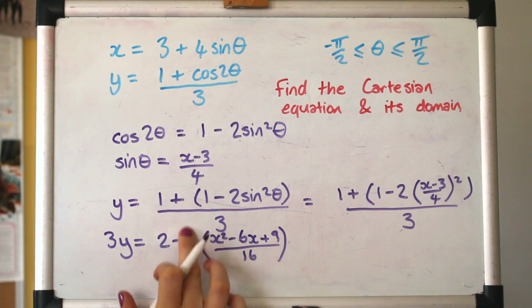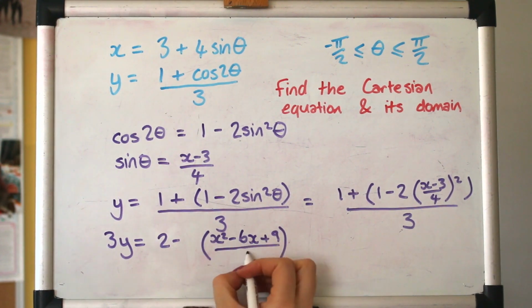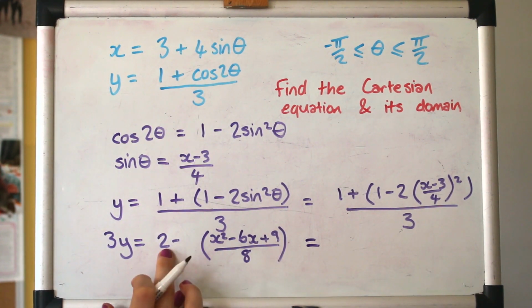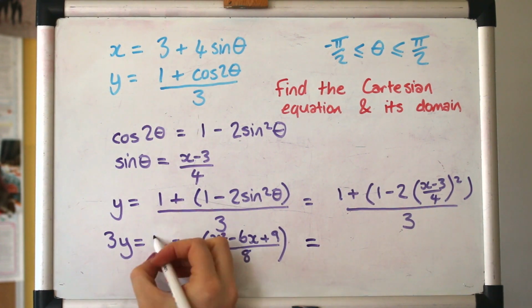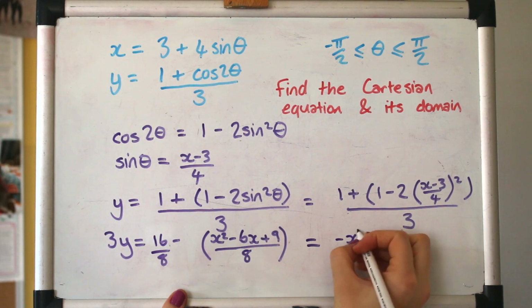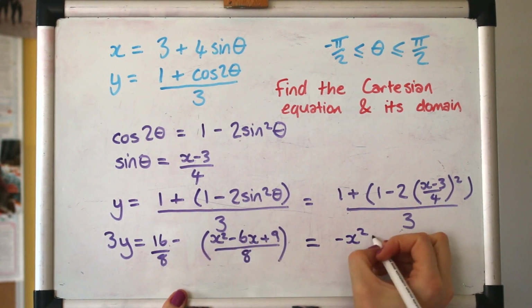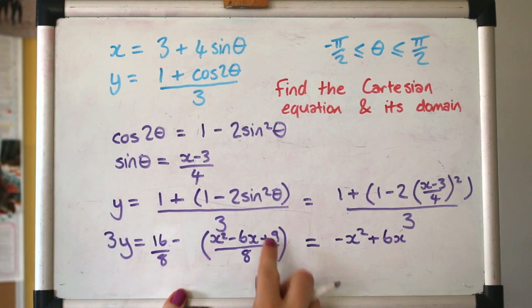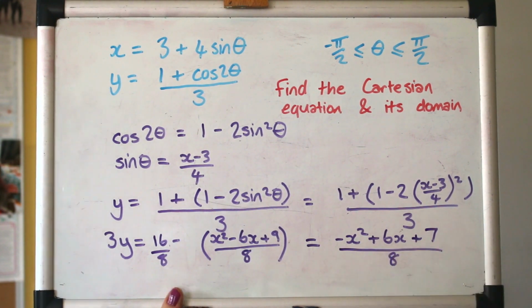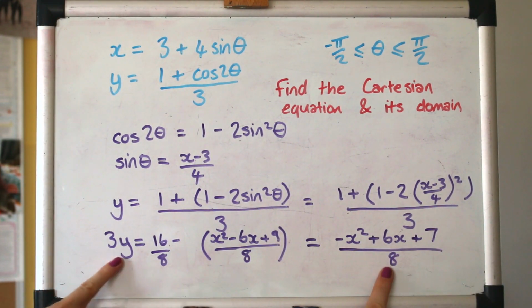I can cancel a 2 on here with the 16 down there to make that 8. And then if you really want to, you can turn that 2 into a 16 over 8 and then put that on the top with those guys. So it would be 16 minus all of that. And I'm going to remove the brackets and change the signs of all these things. 6x. So we'd have a minus 9 and combine that with a 16 to get 7. So that's the Cartesian equation of the curve. 3y equals all of that stuff. You can get that into a different form if you want, but that's it.